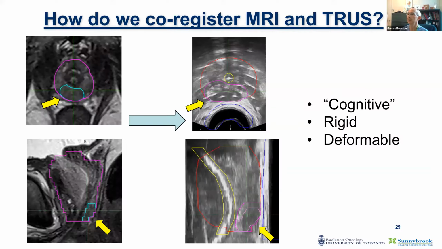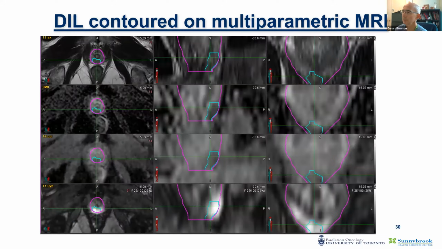But how do we do it? Well, there are a few ways of doing this. The simplest way and least techie way would be so-called cognitive co-registration, where we look at the MRI, we look at the ultrasound, say, oh yeah, there's the lesion, which we can see on the ultrasound and contour on the ultrasound with cognitive information that we've obtained from looking at the MRI.